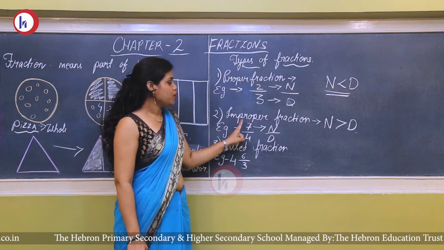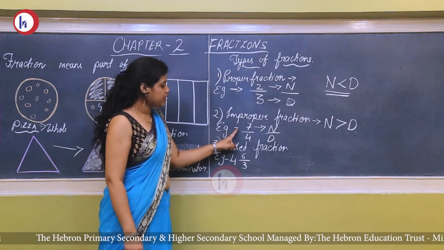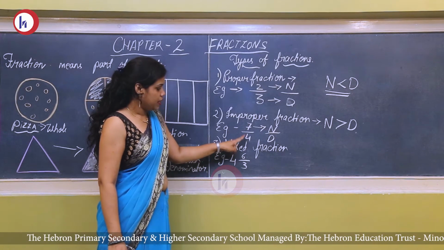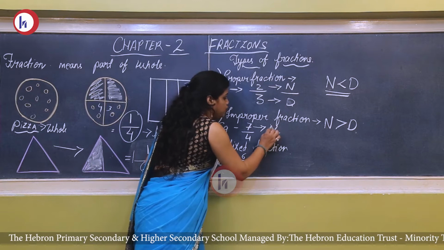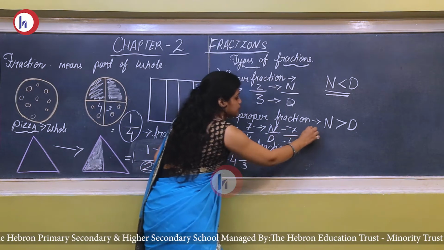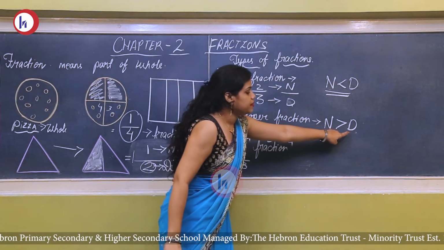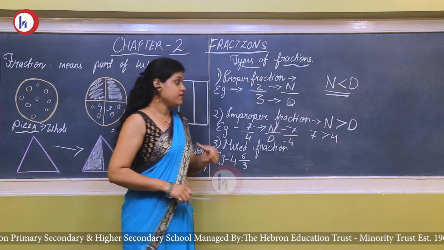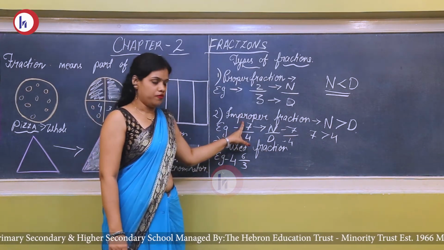Now we will come to improper fractions. What is an improper fraction? Here I have taken the example of 7/4. In this fraction you can see the numerator is 7 and the denominator is 4. 7 is greater than 4. That means the numerator is greater than the denominator. So wherever the numerator is greater than the denominator, it is an improper fraction.